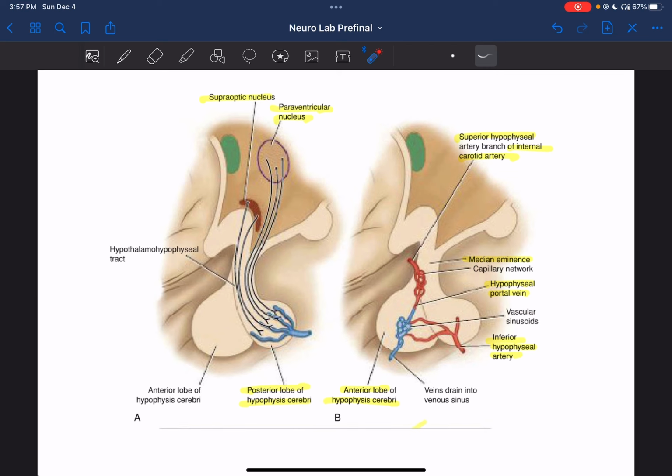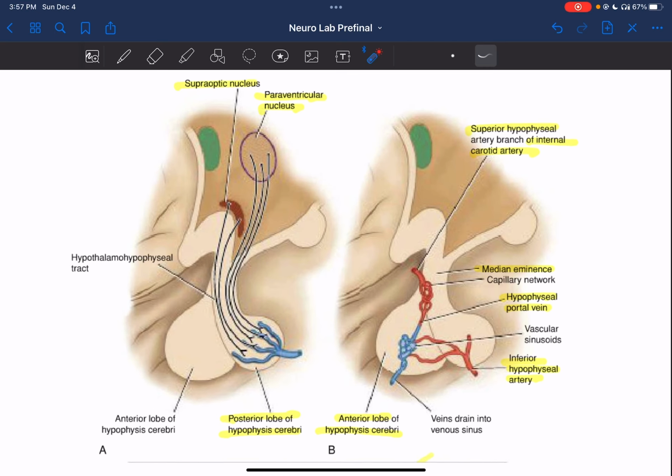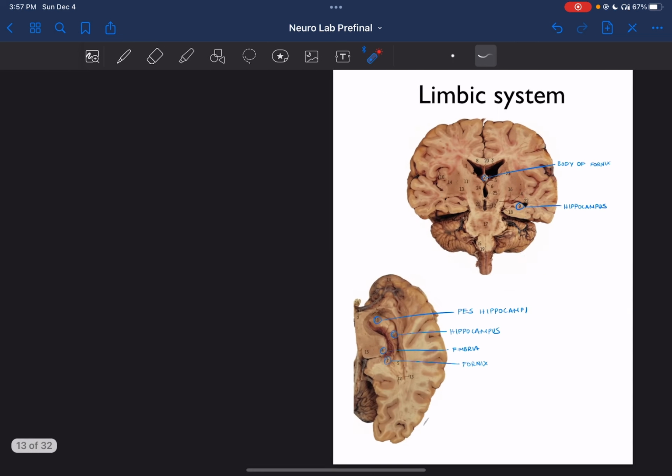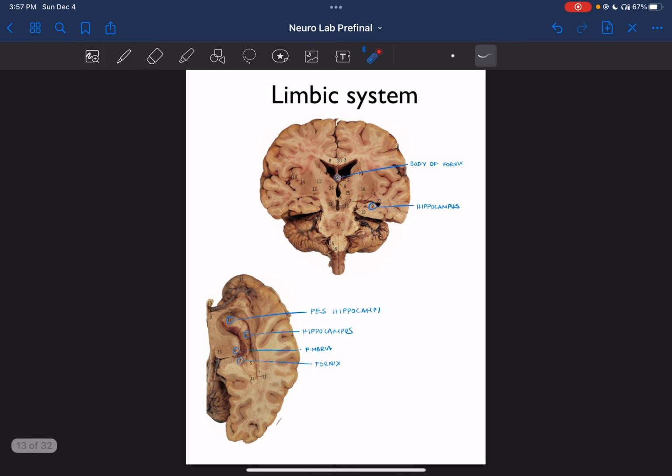Okay. Now again, to understand the blood supply or the hypophysio-axial system, you must know that the superior hypophyseal artery starts from here, goes through the median eminence and enters the anterior lobe. Whereas the inferior hypophyseal artery enters the posterior lobe and then joins the anterior lobe to form a capillary network. The superior hypophyseal artery is a branch of your internal carotid artery. Fine. So that was all about your hypothalamus.